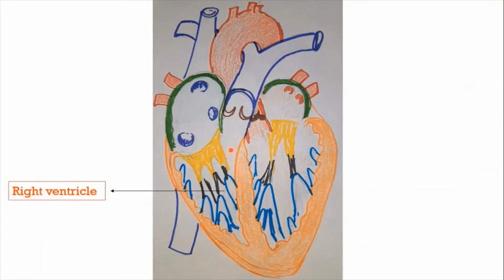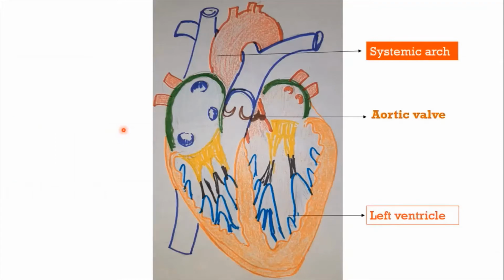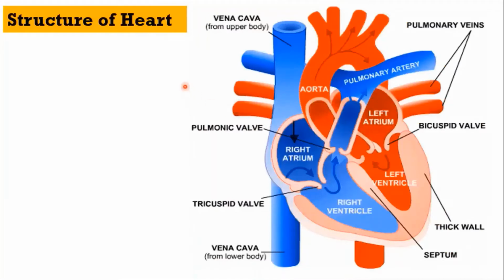The right ventricle pumps the blood into the pulmonary arch. This pulmonary arch carries blood to the lungs for oxygenation. The opening of the pulmonary arch is guarded by a semilunar valve known as the pulmonary valve. The left ventricle pumps the blood into the systemic arch. The systemic arch carries the blood to all the tissues of the body. The opening of the systemic arch is guarded by the aortic valve. We find deoxygenated blood in the right chambers of the heart and oxygenated blood in the left chambers.